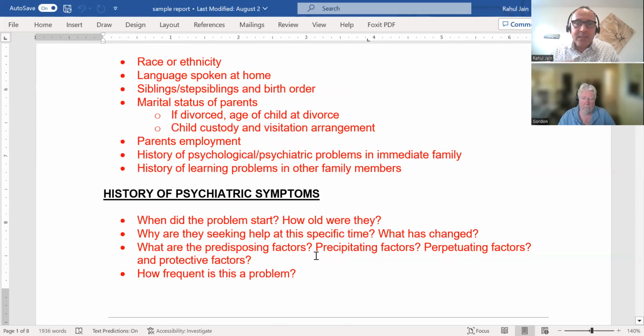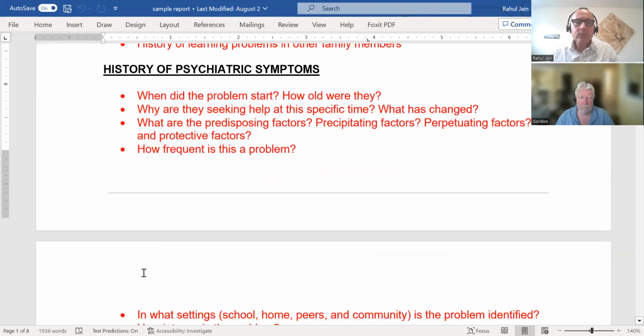What are some of the precipitating factors? What are some of the perpetuating factors? And even what are some protective factors? Oh, this helps me because I get all my work done. Although at the very end, I submit all my assignments because it pushes me. And how frequent is this problem?